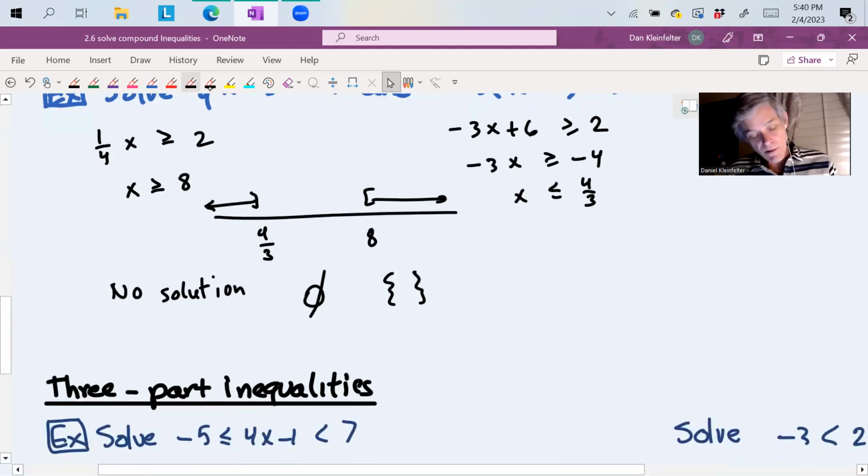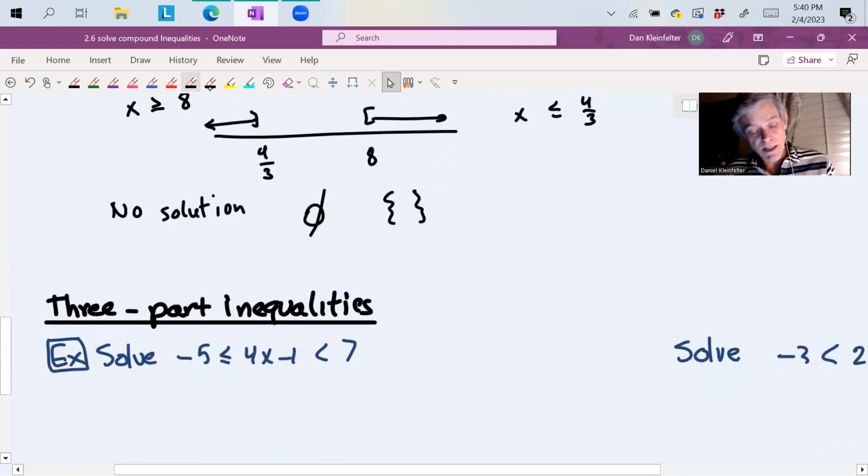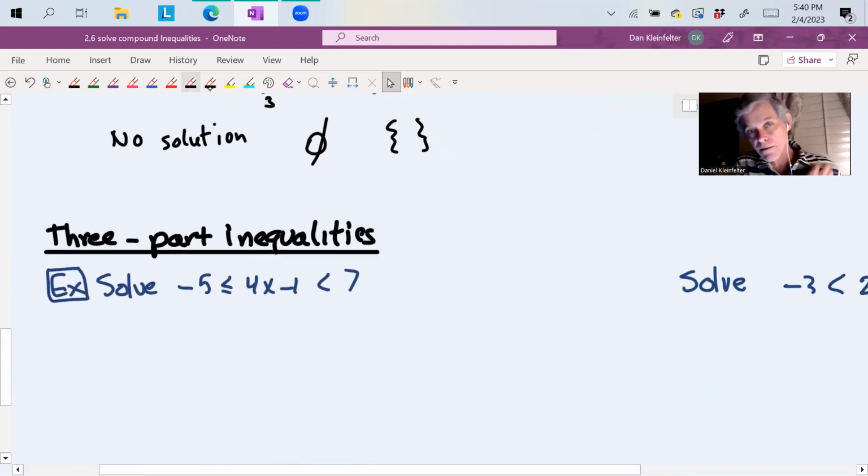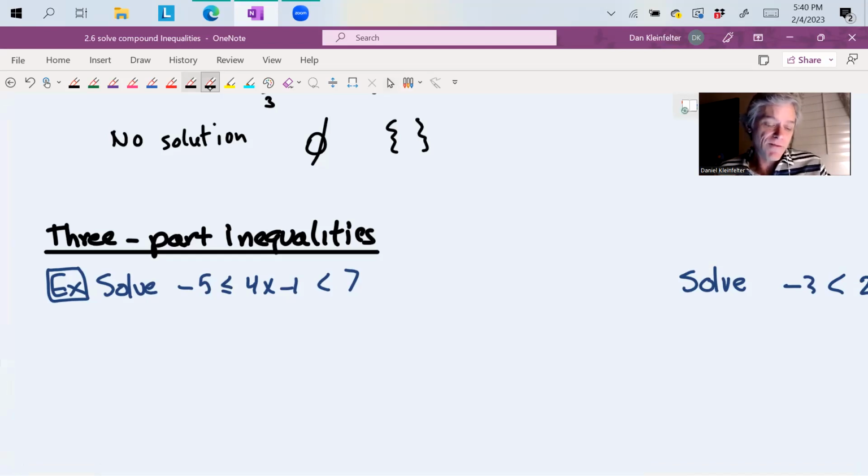All right, moving along, we want to look at three-part inequalities. Three-part inequalities have a format like this one: -5, and then an inequality sign, 4x minus 1, another inequality sign, and then a 7. These inequality signs could be either less thans or greater thans, or both less than or equals. In any case, they're going to point in the same direction.